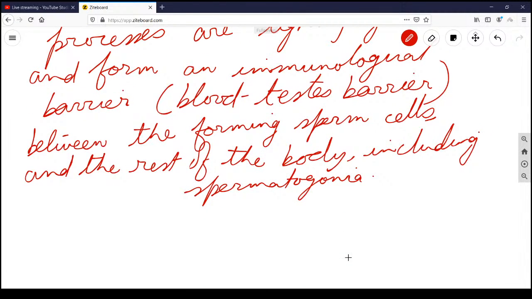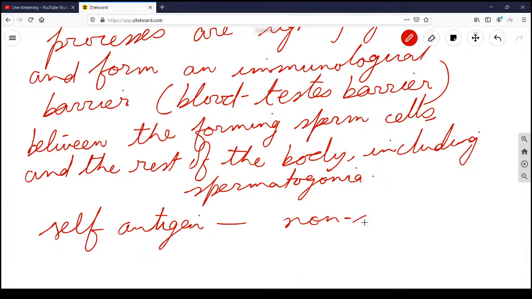The thing is, you know already that our immune system has this intricate ability to discern, to recognize self antigen from non-self antigen. That's why we have to take immunosuppressant drugs like cyclosporin, produced by the fungus Trichoderma polysporum. We have to take several immunosuppressant drugs when we go for allogenic transplantation.